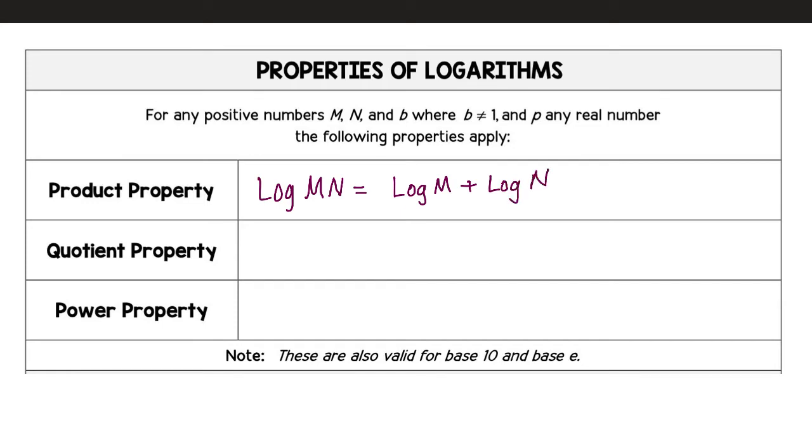In other words, you can expand this right here. You can expand that to be an addition problem. And then you can take this addition problem and you can condense it to be a multiplication. So this goes both directions. So looking at the quotient property, you have log m over n. That's going to be the same thing as log m minus log n.